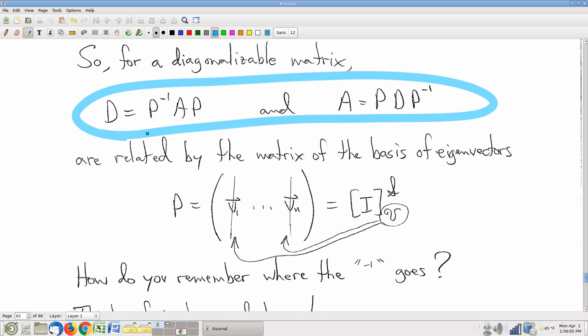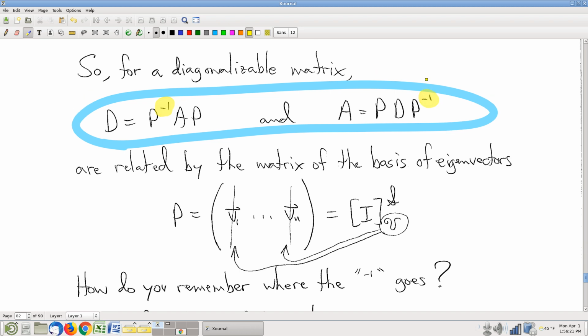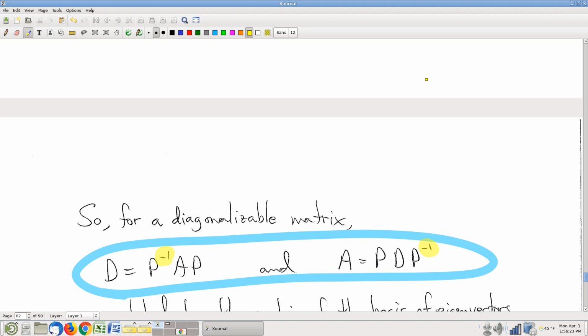The diagonal matrix and the diagonalizable matrix are related by conjugation. Students very often have trouble with whether the exponent of -1 is on the left or on the right. And I think it's a mistake to try to memorize your way through this. Don't make the mistake of thinking, oh, it's on the left when you've got D on the left, or something like that.